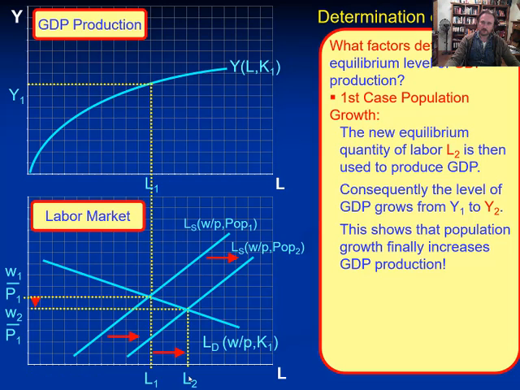This is used to produce GDP. So we have to take this new level of labor input, go to the production function and determine how much GDP we can produce if we use this new labor supply. We observe that as a result, GDP grows.